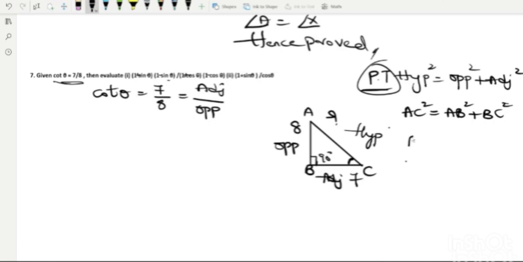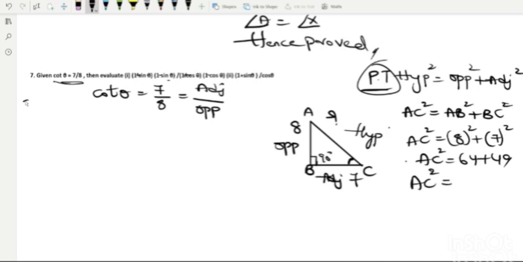So the value AC square equals, what is AB here? 8 whole square plus the BC would be 7 whole square. Now AC square equals 64 plus 49. You can add them here, 64 plus 49. 4 plus 9 is 13. 6 plus 4 is 10 plus 1, 113. So the value would be 113. AC equals square root of 113. We do not have a fixed value for the square root of 113, so we will leave the value as root over 113.